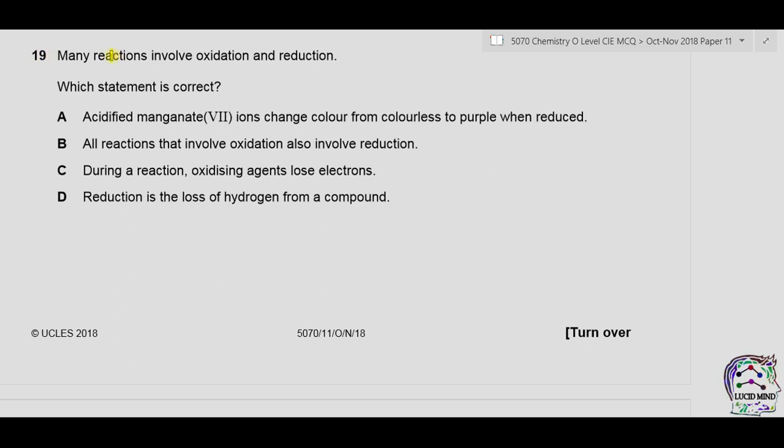Question 19. Many reactions involve oxidation and reduction. Which statement is correct? Part A. Acidified manganate ions change color from colorless to purple when reduced. Now acidified manganate ions are actually oxidizing agent, and it is purple in color. So when oxidizing agent is reduced, it changes from purple to colorless.